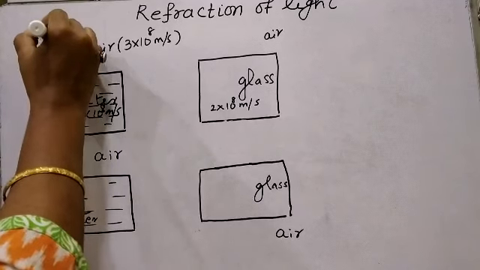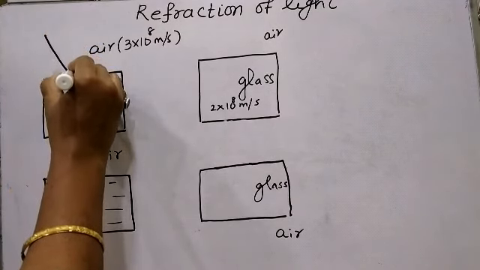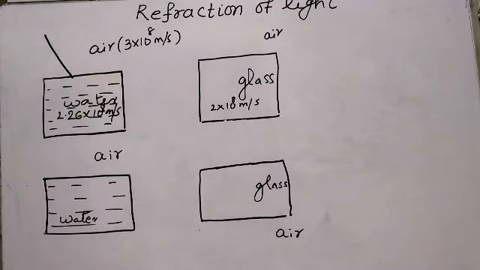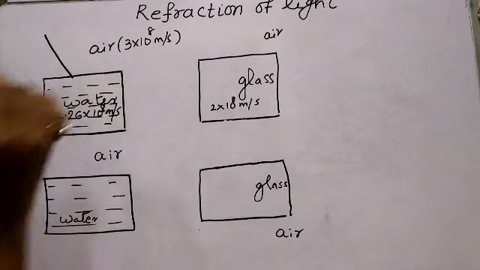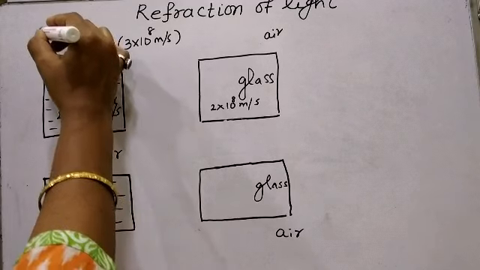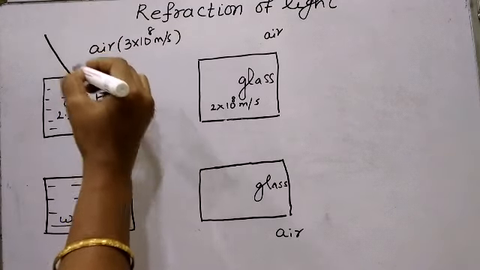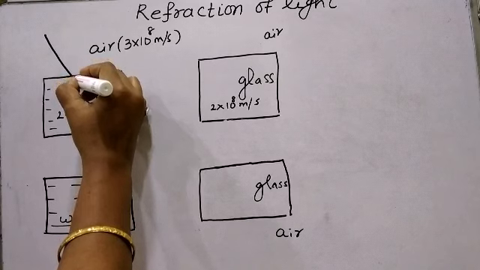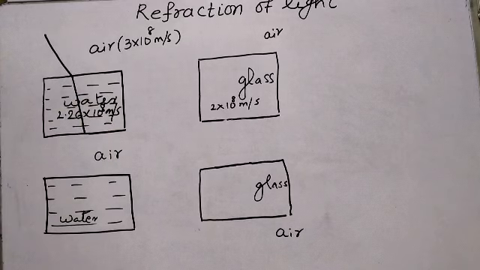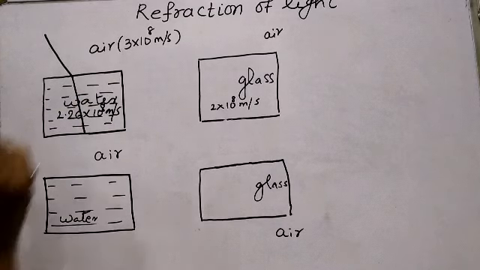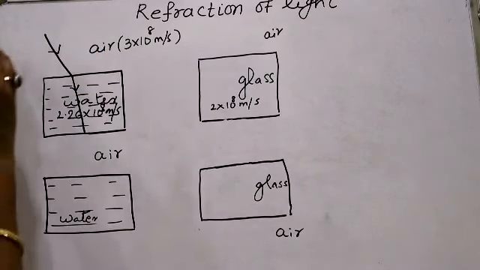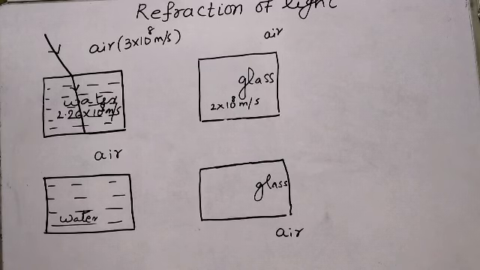Now when a ray of light travels obliquely from air to water, air is considered as one medium and water is considered as another medium. So when a ray of light travels obliquely from air to water, we find that when the ray of light hits the air-water interface and then enters water, the ray of light bends. Okay, let's consider the opposite case. The ray of light is traveling from air to water. So what has happened to the ray of light? The ray of light has bent.